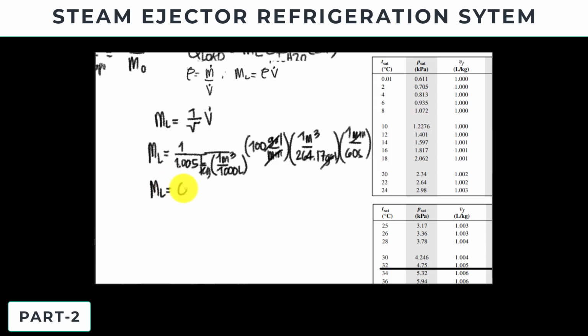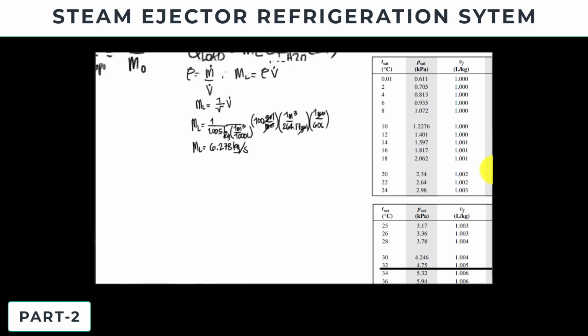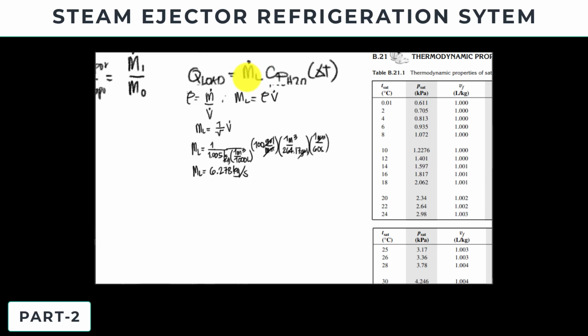This is equal now to 6.278, so that is kilogram per second. Now that I have the mass already, I can use the equation. We have your Q of load, so that will be 6.278 kilogram per second.